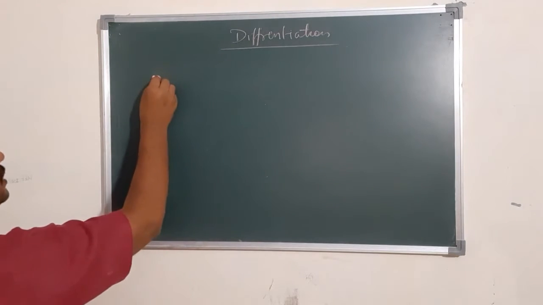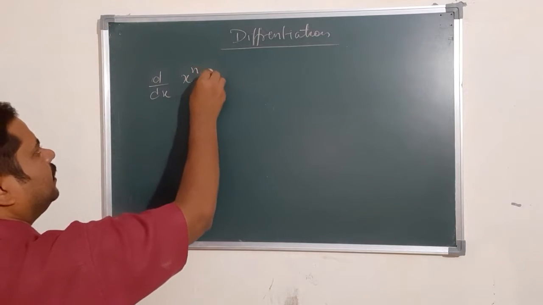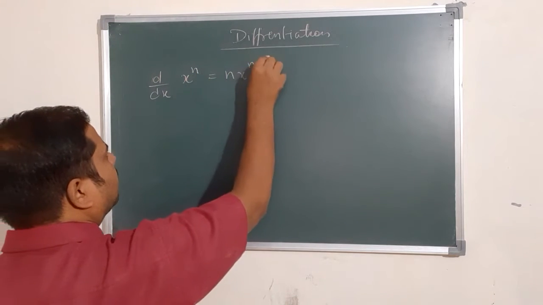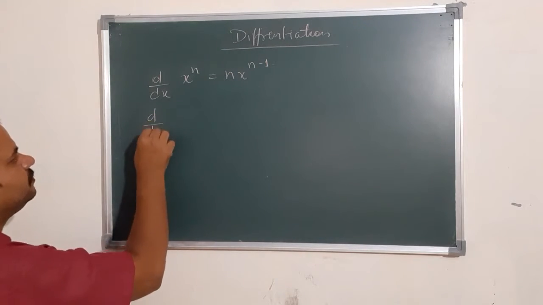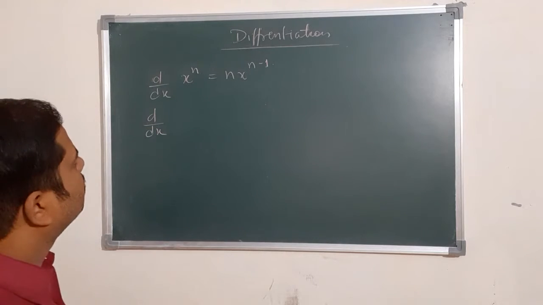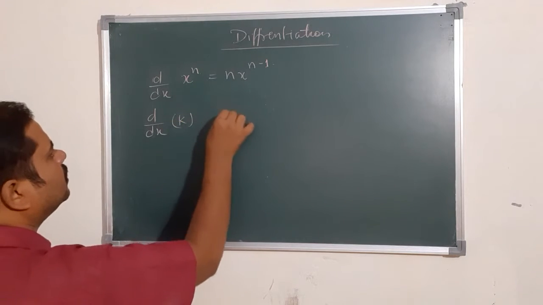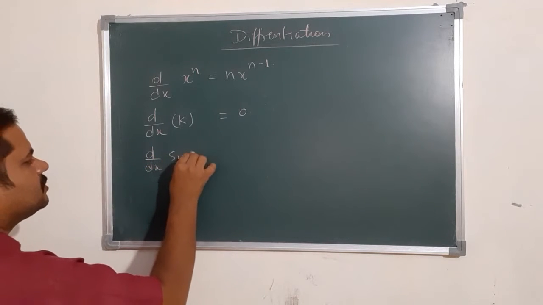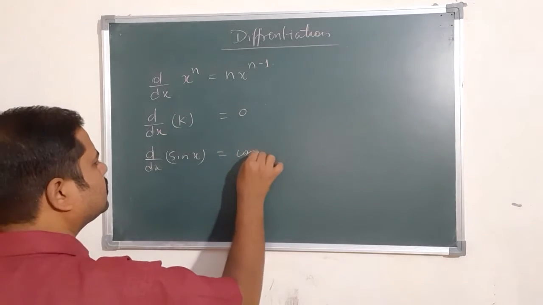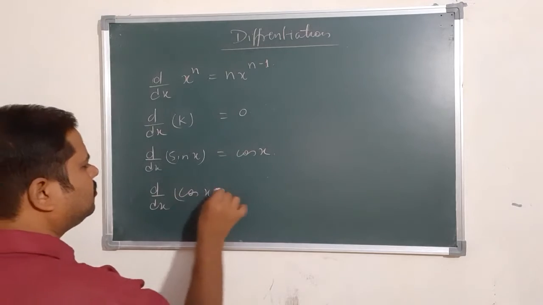Basic rules formula: d by dx of x to the power n is n x to the power n minus 1. Similarly, d by dx of a constant term is 0. d by dx of sin x is equal to cos x. d by dx of cos x is equal to minus sin x.